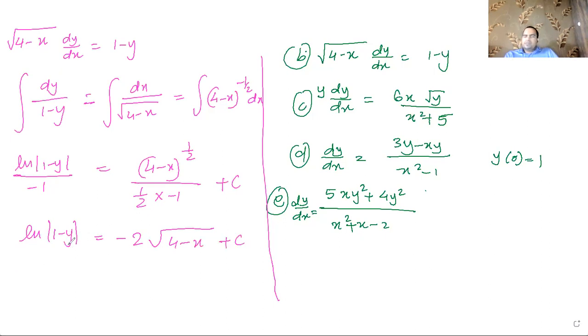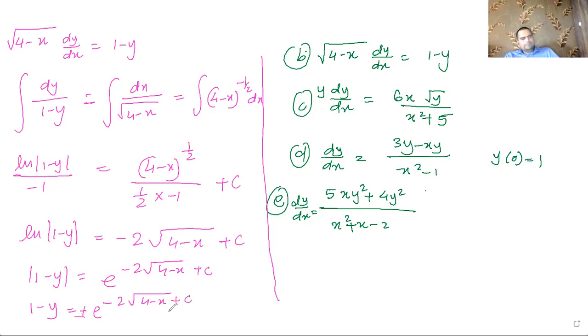And then, of course, you can make y the subject of the formula. So it'll be the absolute value of 1 minus y equals e to the power negative 2 root 4 minus x plus c. And then it'll be 1 minus y equals e to the power negative 2 root 4 minus x, and I can break this down, and plus c will be plus or minus here.